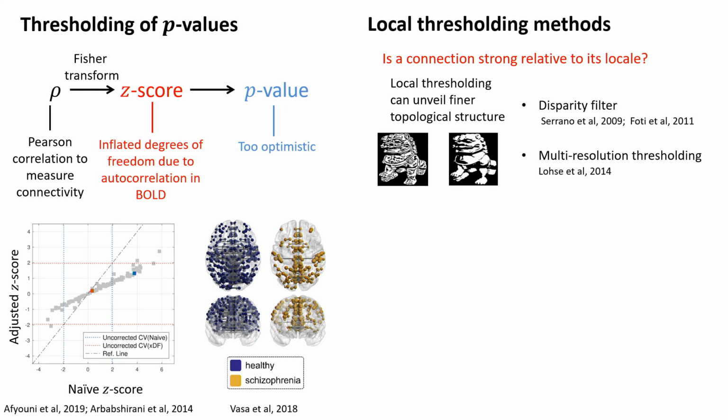What I've considered here are only global thresholding methods. This is where we have one threshold and we apply that threshold to all of the connections in an individual's network. There are, however, other thresholding methods referred to as local methods, and this is where we consider different thresholds within certain locales of the network, and this can be used to emphasize certain topological structures, although I should say these methods haven't been widely used in the field of connectomics. Some examples of these methods are the disparity filter, as well as multi-resolution thresholding methods.